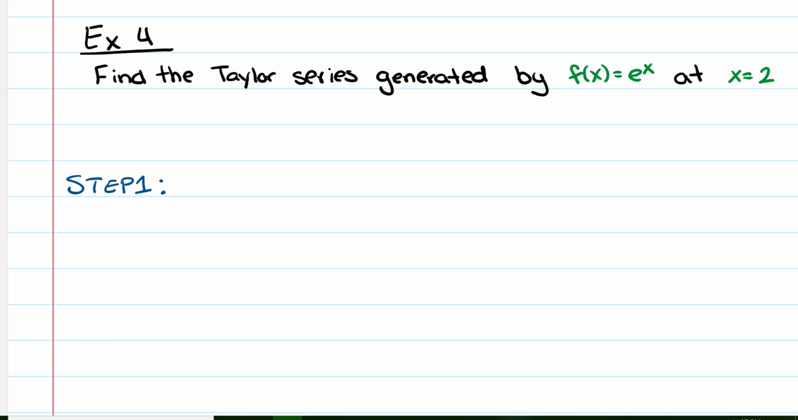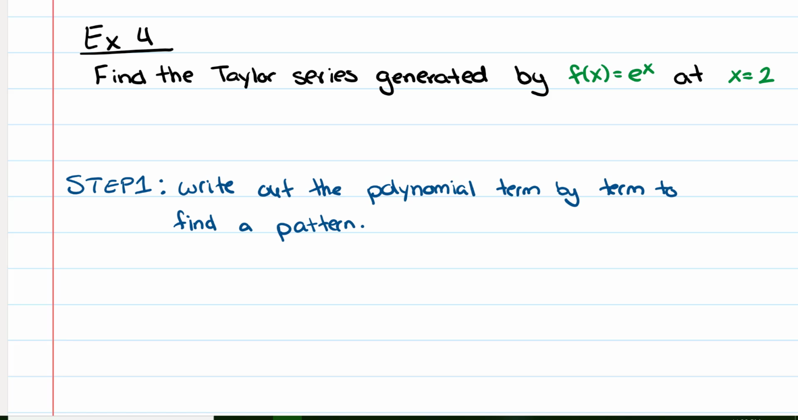Remember, if you want to find a Taylor series, you have to find f of 2, f prime of 2, f double prime of 2, f triple prime of 2, and so on until you can start to see a pattern of what's going to happen with those numbers. So again, step 1 is to write out the polynomial term by term to find a pattern.